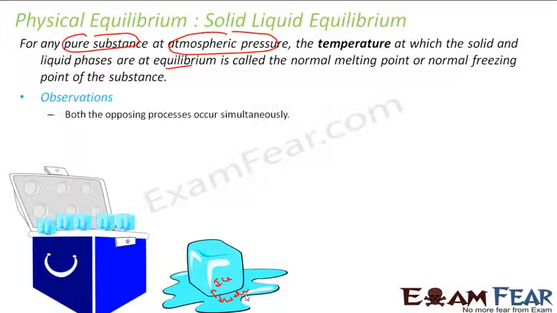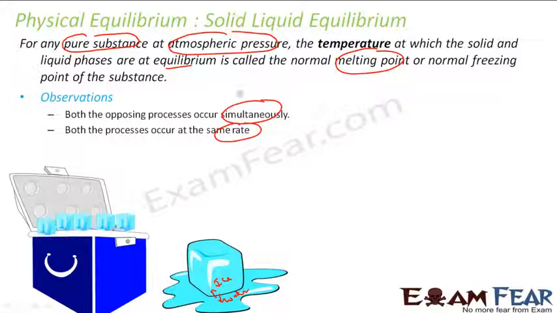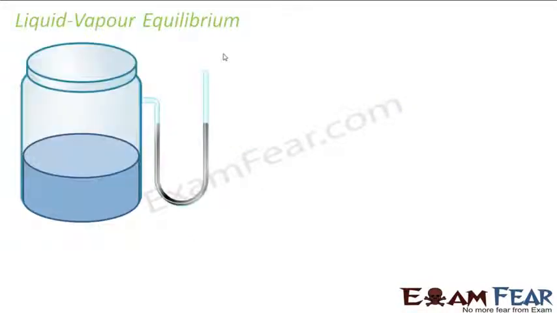So the observation we have is that both the processes of melting and freezing are happening simultaneously, and they occur at the same time. So when you talk about the melting point, the word equilibrium comes into the picture, because the melting point is nothing but the temperature at which, for a pure substance at 1 atm pressure, the solid phase and the liquid phase are in equilibrium. That temperature is called the melting point.